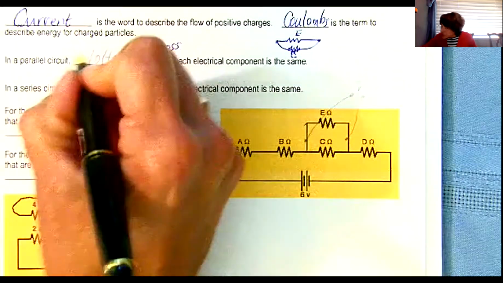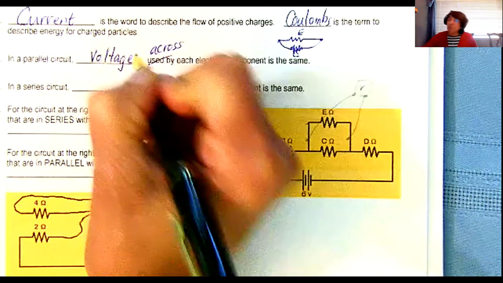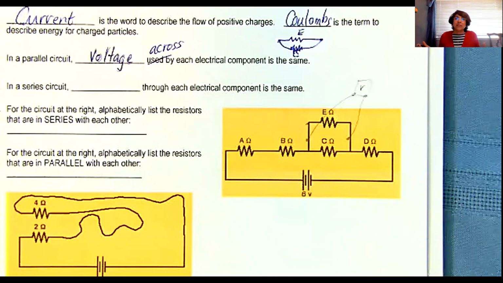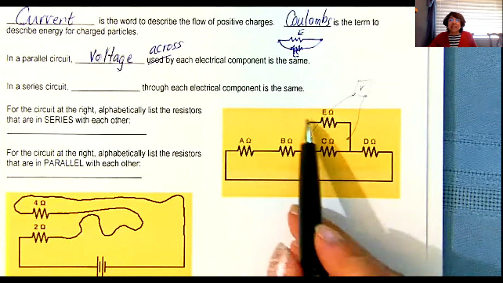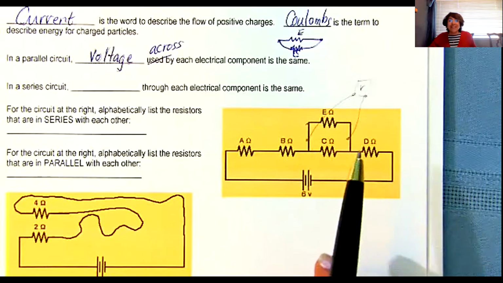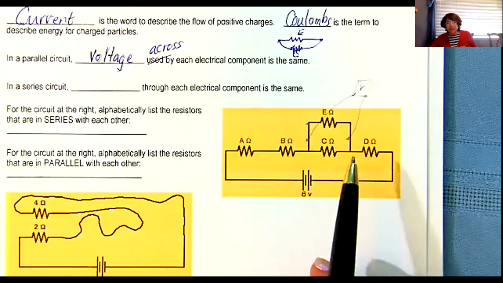So by definition, when you have elements that are parallel to each other, I say elements because it could be a capacitor. Okay, it could be an inductor. But if I have them connected in parallel, then the voltage across them is the same. Okay, any questions on that?